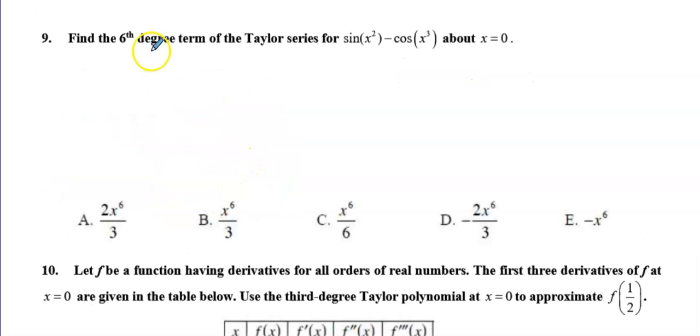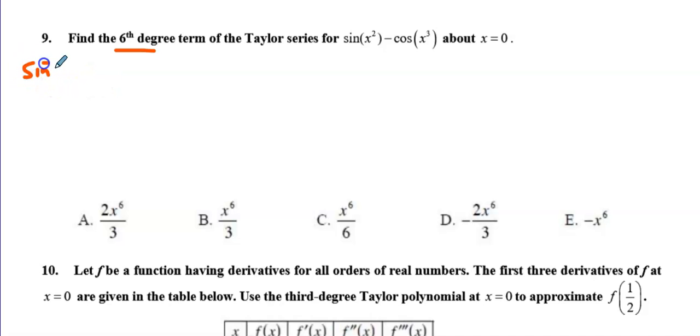Okay, so to tie in our last example of manipulation and what we've talked about with rewriting stuff, we want to find the 6th degree term for the Taylor series of sine of x squared minus cosine x cubed about x equals 0. And again, 6th degree, right? You don't want to have to find the 6th derivative of this.